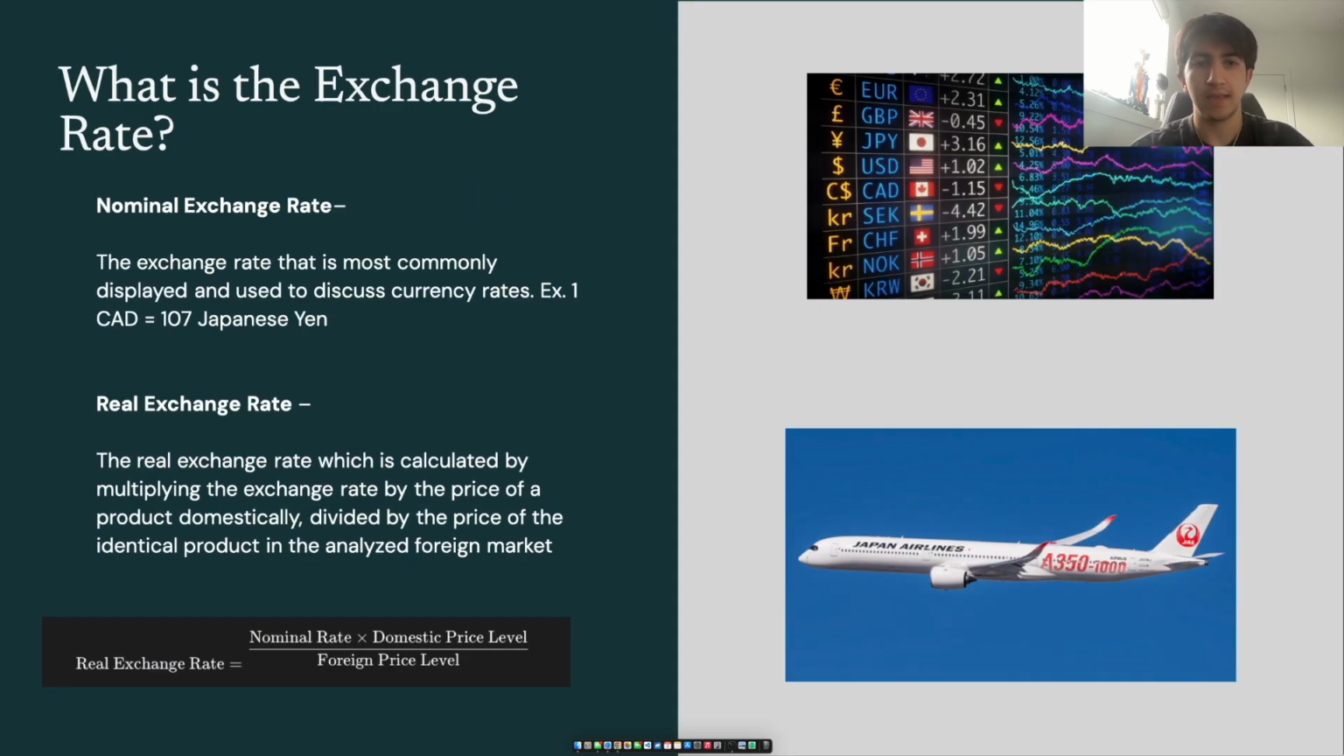So let's begin. First of all, what is the exchange rate? Now, the exchange rate comes in two forms, the first of which is the nominal exchange rate. This is the number you'll typically see when you're going to exchange your money at a bank or a Forex investment site. So for example, currently one Canadian dollar is worth about 107 Japanese yen. No matter what you buy in Japan, this exchange rate applies evenly to all products.